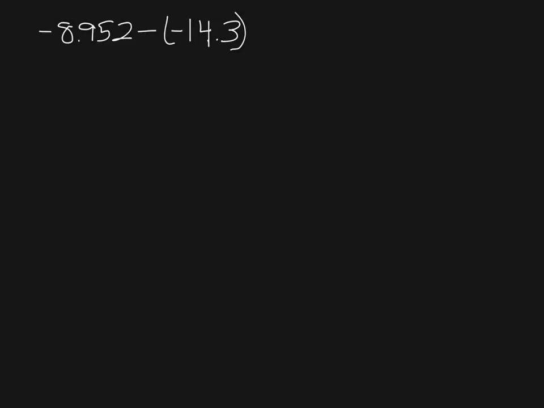Let's take a look at a subtraction problem. Here we have negative 8.952 minus negative 14.3. Remember, with subtraction problems, the first thing we want to do is change it to an addition problem. So we'll change this to negative 8.952, and we're going to add the opposite. So we'll add positive 14.3. And now we're going to follow the same steps we did before.